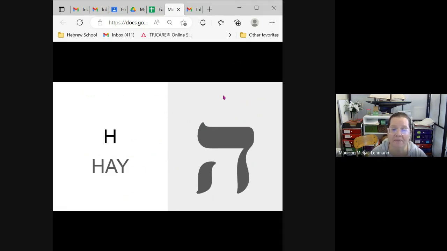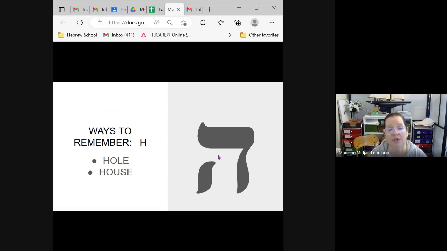Here's the Hay. There are many ways to remember the Hay. Some people like to think of it as a house. So here's the house, and there's a hole here in the side, and you can stand in here and look out your window or your hole from your house. Some people like to think of it as a haystack, and there's a piece of hay that fell down. However you want to think about it.